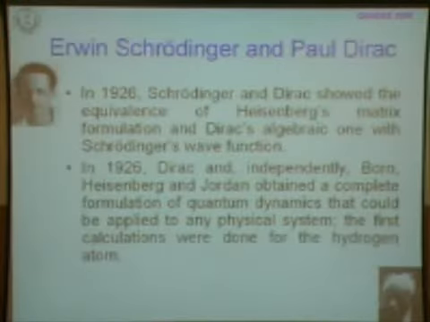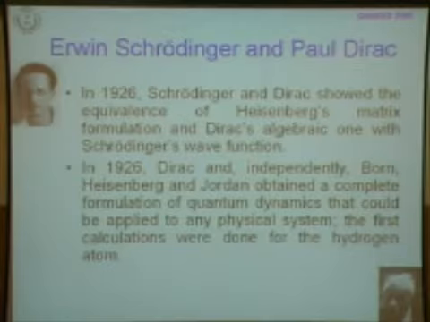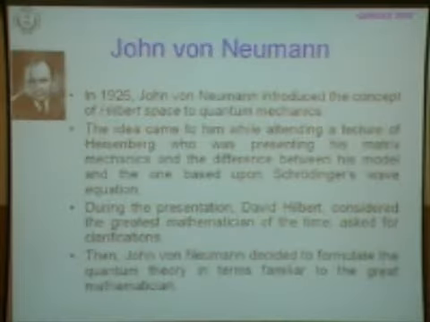Then we come to Erwin Schrödinger and Paul Dirac. In 1926, Schrödinger and Dirac showed the equivalence of Heisenberg's matrix formulation with Dirac's algebraic one using Schrödinger's wave equation. Then in 1926, Dirac and independently Born, Heisenberg and Jordan obtained a complete formulation of quantum dynamics that could be applied to any physical system. The first calculations were done for the hydrogen atom.